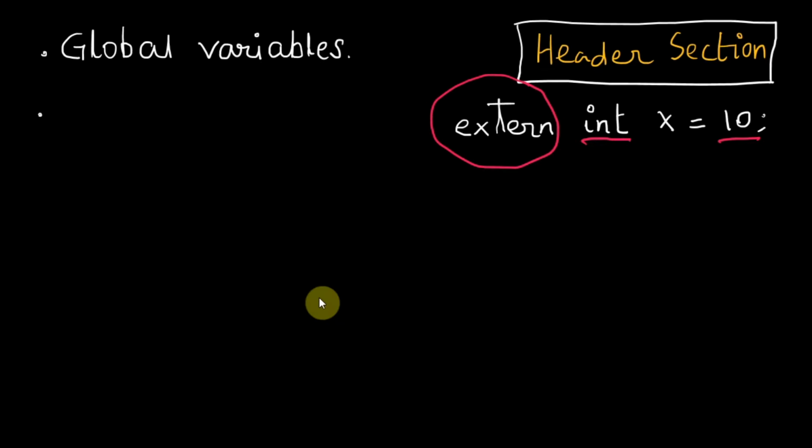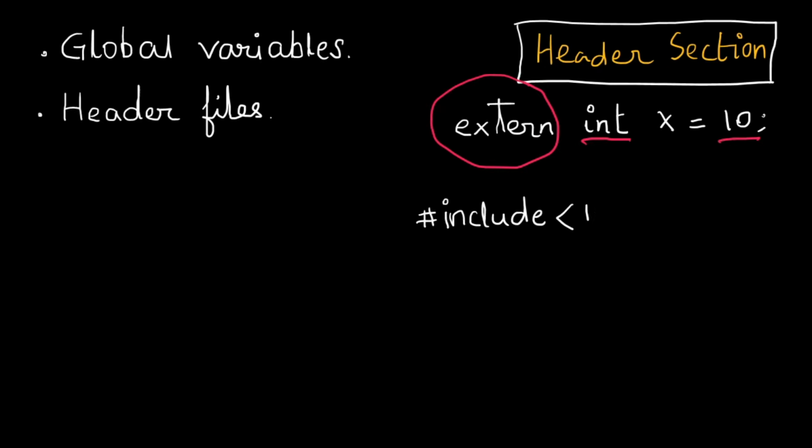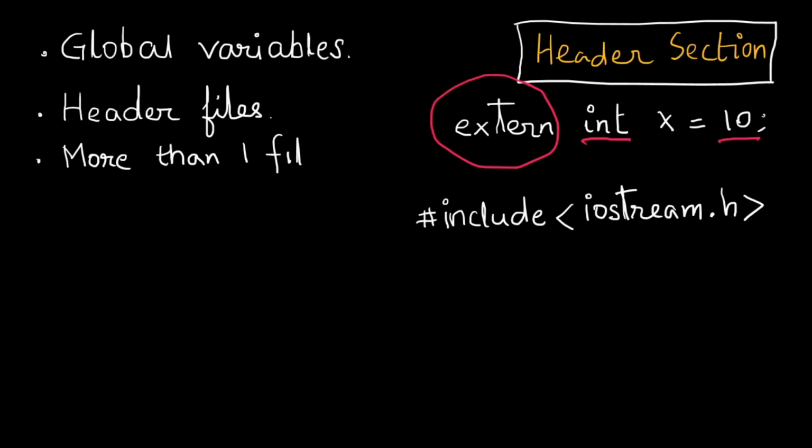You can declare header files which contain functions to do regular tasks like printing, etc. If I want to include the input-output stream file that will allow me to get input or print output, I write include iostream.h. In the header section, you can include more than one file, including header files from the C programming language.